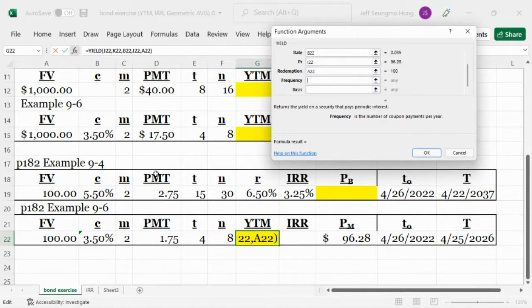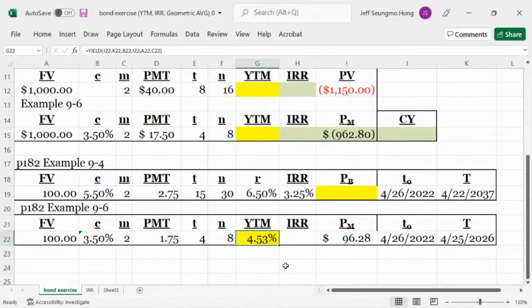Frequency, we know what frequency is. This is the frequency, okay? And as you enter that, you see something here, right? Hit OK, you got 4.53. That's the yield to maturity with 4 years left, okay?